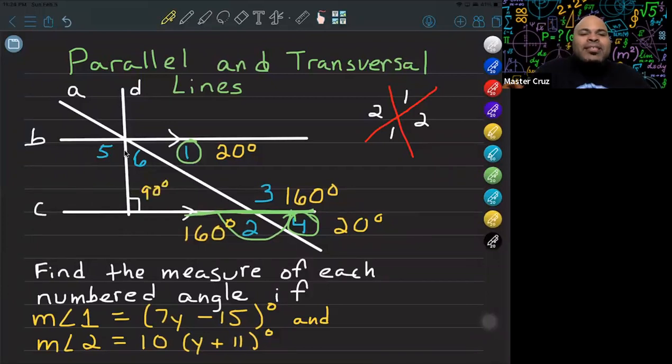Well, because this is a vertical line and they're parallel, if this is 90 degrees, that means that every single thing here is 90 degrees. And these are alternate interior angles. 5 and 90 degrees are alternate interior angles, which means this is also 90 degrees.